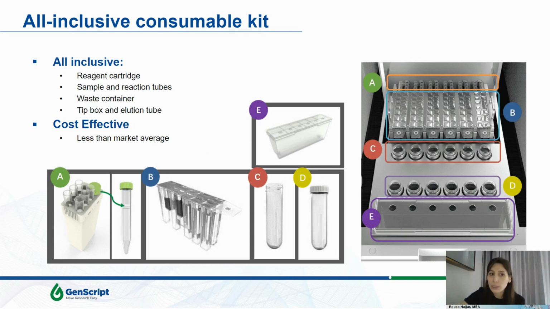So this is the consumable kit that I mentioned is all-inclusive. So it includes your reagents, all of the buffers, as well as the tubes that are needed to run the sample. It also includes the tips and the elution tube, and finally, it includes your waste container. What's really great about this as well is that it is actually really, really cost effective. It is about 20 to 30% less than the market average, which is a huge benefit for using the EMMA Quattro.